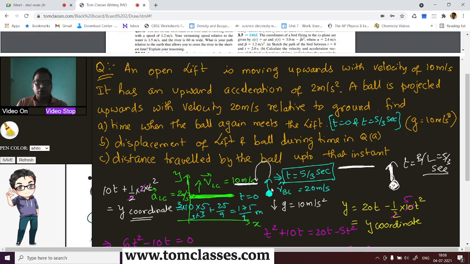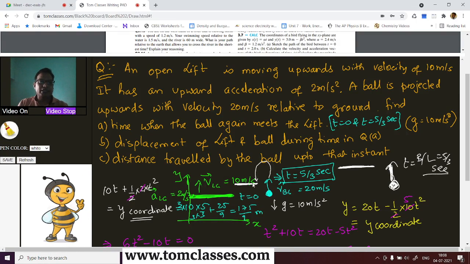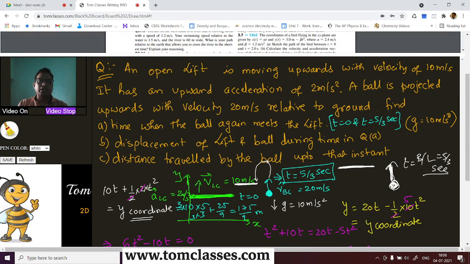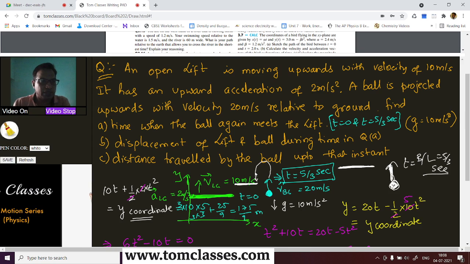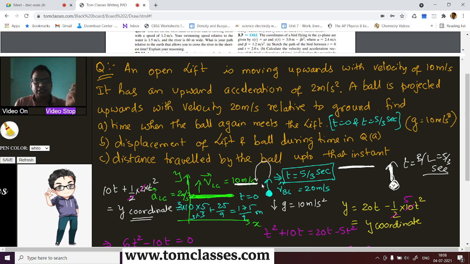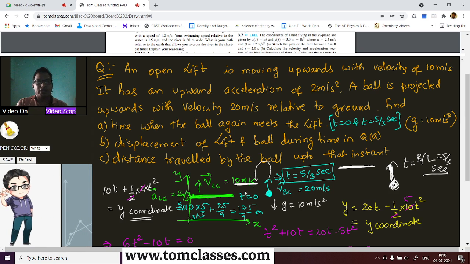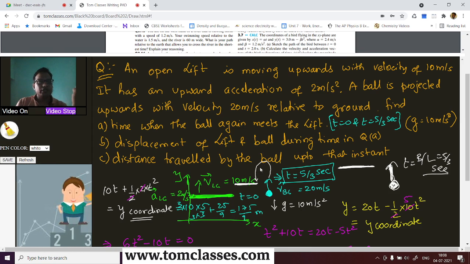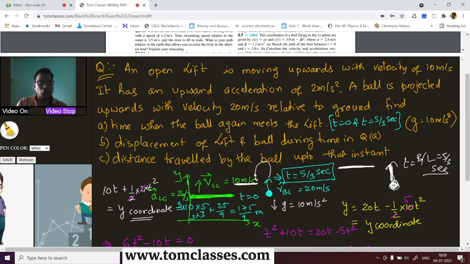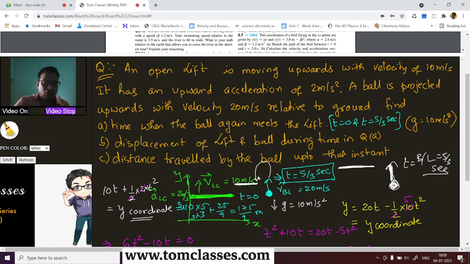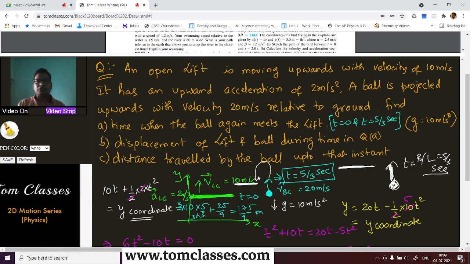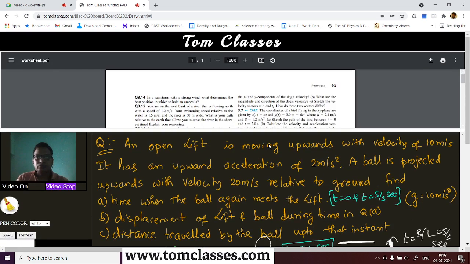Otherwise, if this had been the case, then we would have had to calculate this displacement plus this displacement and add them up, because in this case there is a relative velocity. Then again there is going to be relative velocity. The sign will change when the two bodies are crossing each other or are in opposite directions to each other. Is this okay?